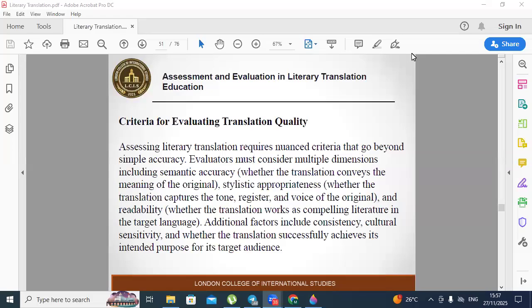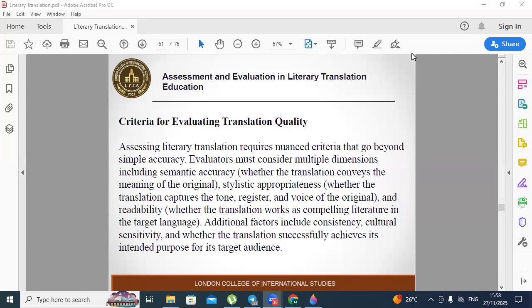Welcome back to the final and the last session of literary translation. We stopped last time on this slide talking about assessment and evaluation in literary translation education. Criteria for evaluation or evaluating translation quality.